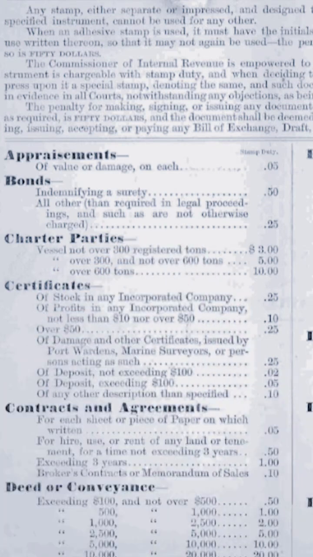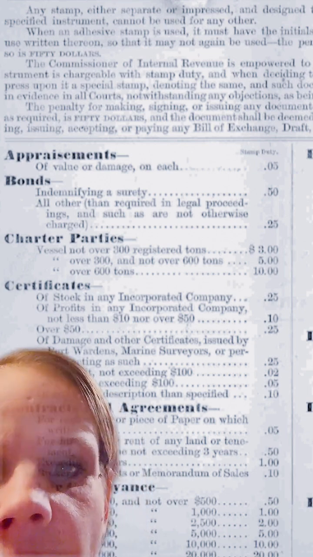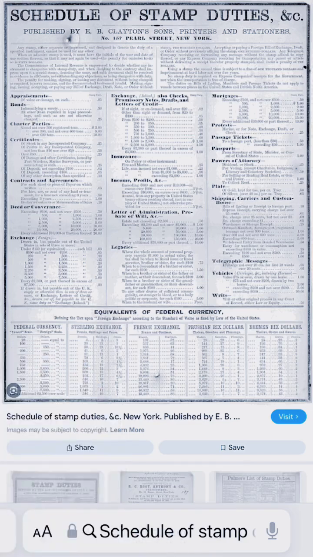And then down here in the bottom is telling you the equivalents of federal currency. So we got sterling exchange, French exchange, Persian dollar, and then Brahmin. Those are the only legal. Y'all get a picture of this though. Screenshot it, or you can just Google Schedule of Stamp Duty Act. That's what I did.